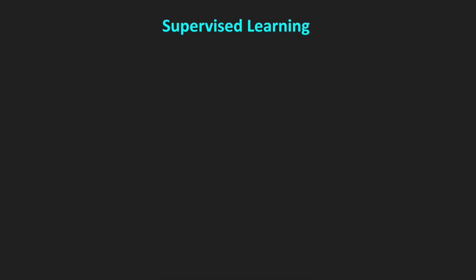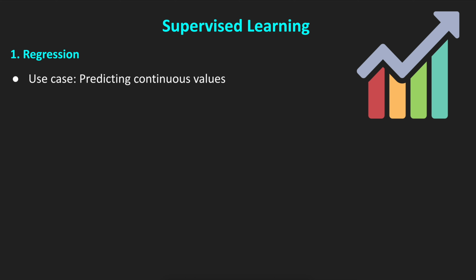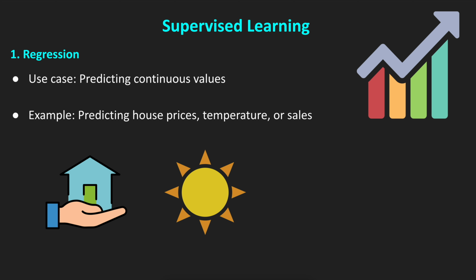For supervised learning, we have two types. The first one is regression, and in this course we are going to discuss several regression algorithms. The use case for regression is predicting continuous values. For example, predicting house prices, temperature, or sales based on the input.